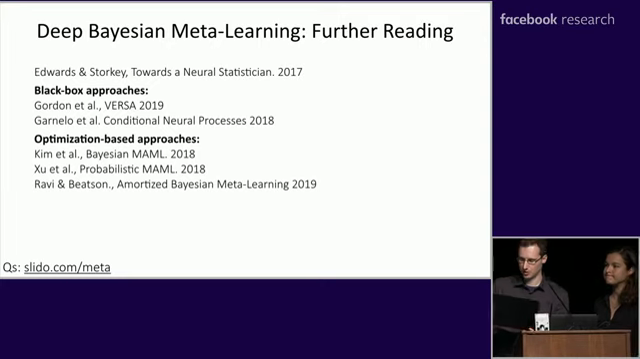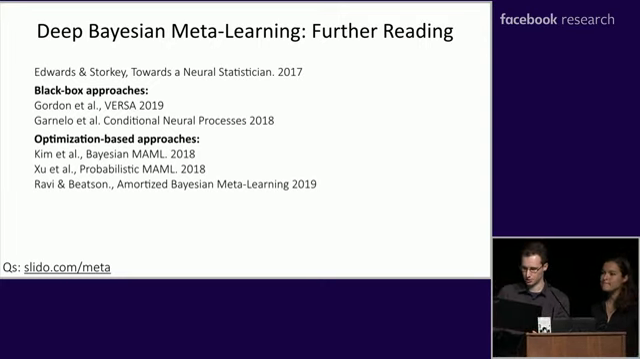For probabilistic MAML, do you assume that there's no relationship between the training X and the training Y?